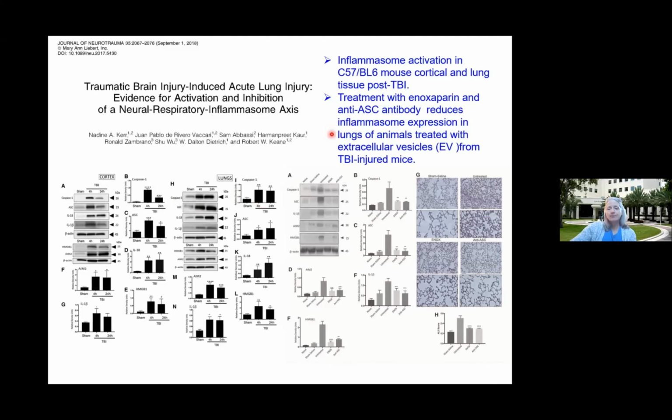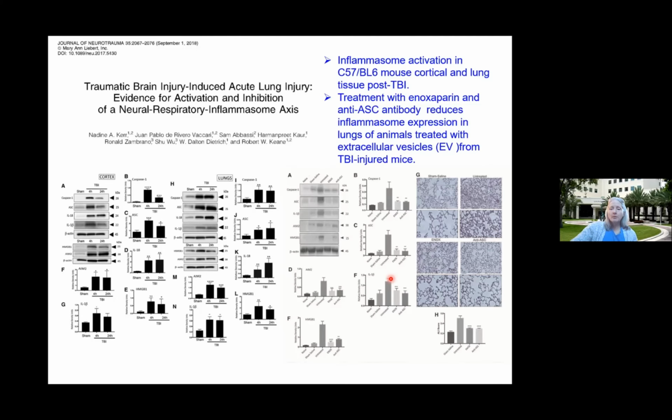She went on to do another study looking at adoptive transfer and basically injured the mice, took out the blood, isolated extracellular vesicles, injected them back into a naive mouse, and showed with these untreated, you can see the untreated right there, an increase in caspase-1, ASC, IL-1 beta within the lungs of these naive animals.